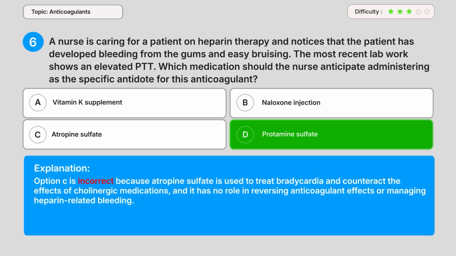Option C is incorrect because atropine sulfate is used to treat bradycardia and counteract the effects of cholinergic medications, and it has no role in reversing anticoagulant effects or managing heparin-related bleeding.